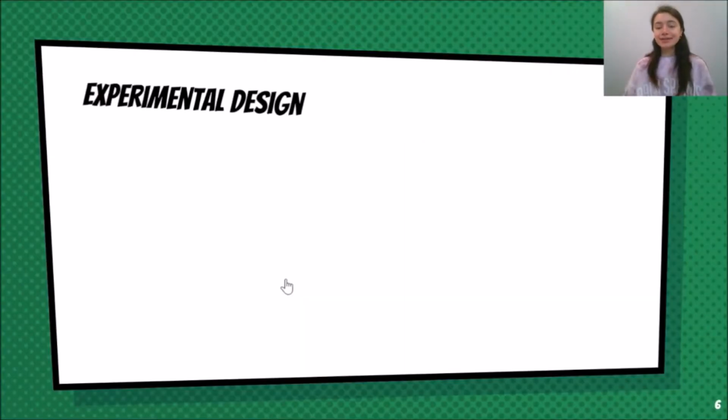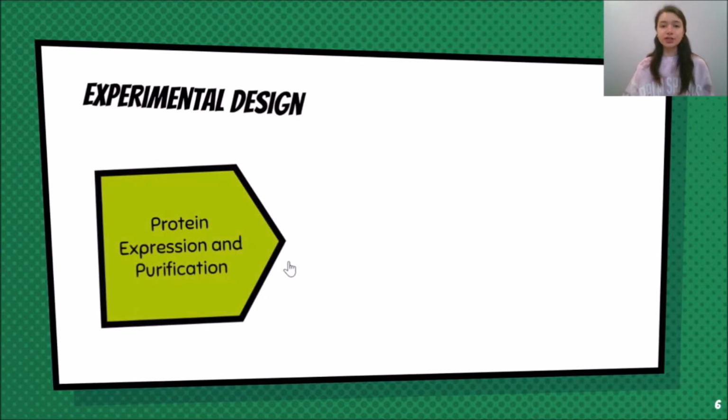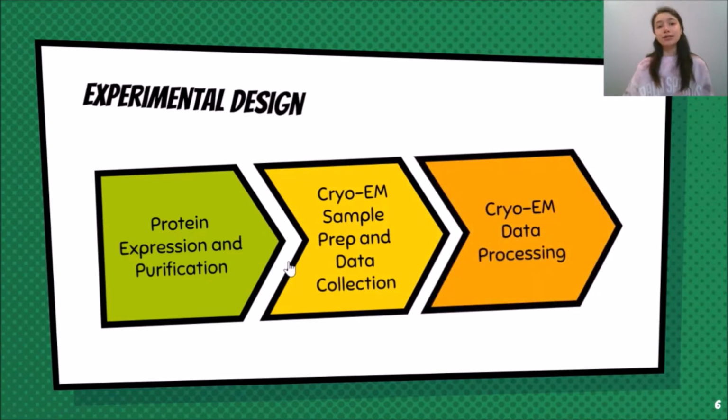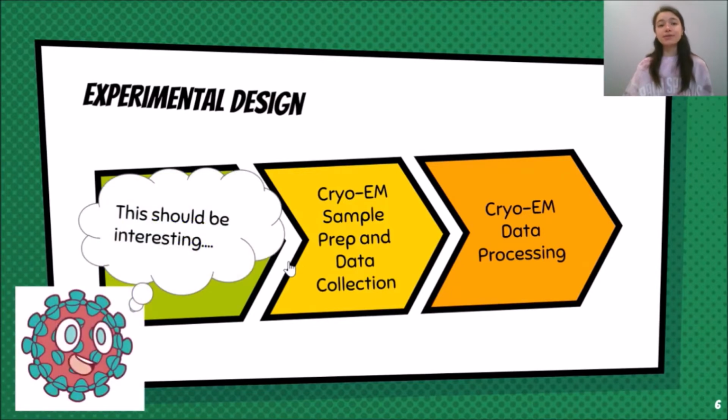Hi everyone, I'm Seba. I'll be outlining the experiment used in this paper as well as some of the results that were obtained from the data. So the characterization of the S protein via cryo-electron microscopy was conducted in 3 major steps: protein expression and purification, CryoEM sample prep and data collection, and lastly, CryoEM data processing. And I'll be outlining each of these steps in further detail.